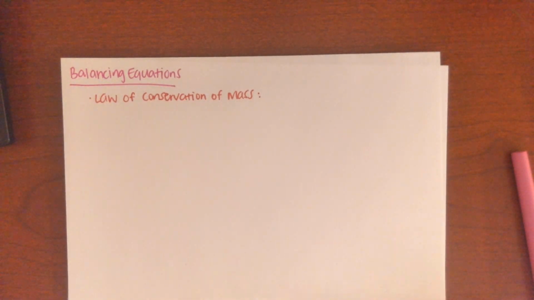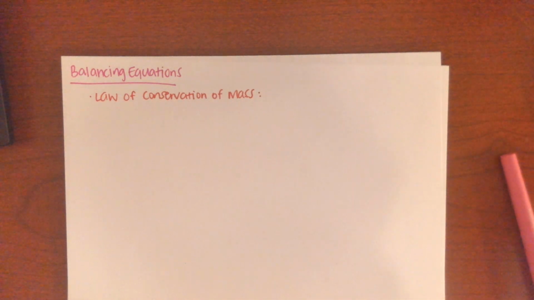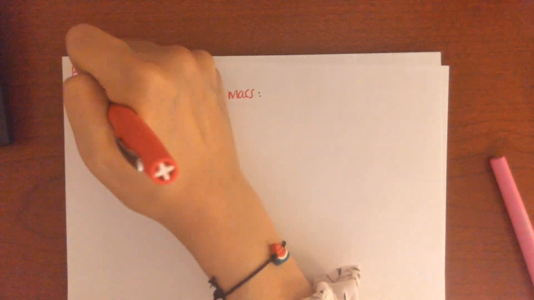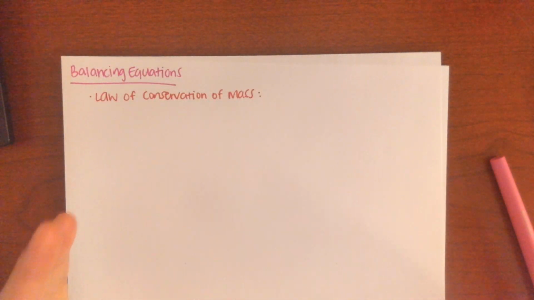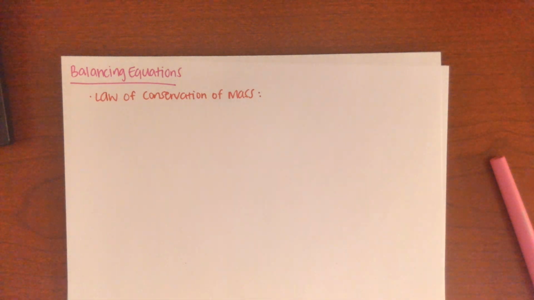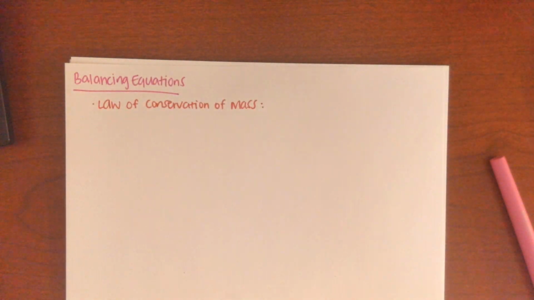Before we actually get into the practice of balancing, you have to know the concept of why we balance. That concept is called the law of conservation of mass. What does that mean? The definition literally means that matter cannot be created or destroyed. So in any chemical reaction, whatever goes in has to come out. How much mass comes in equals the mass coming out.